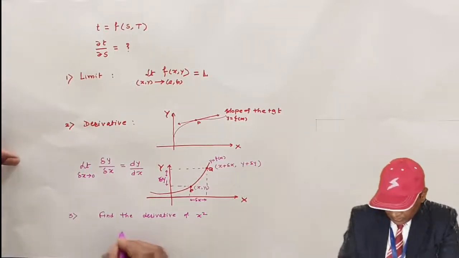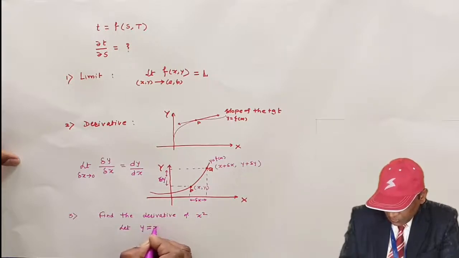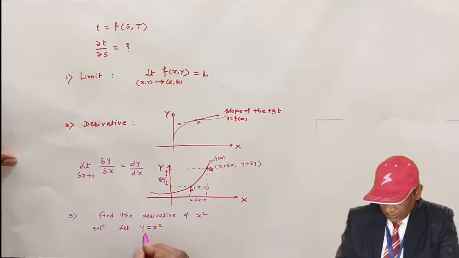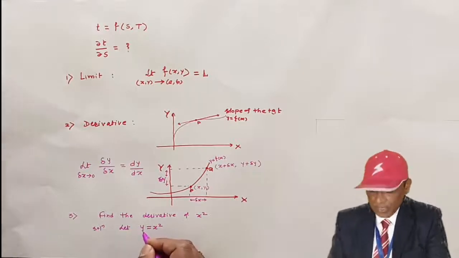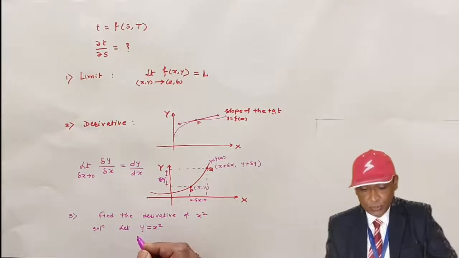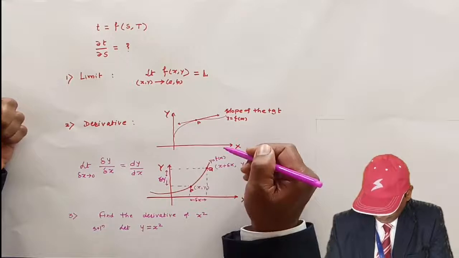Okay. Let y be a function of x, which means y is equal to x square, and the derivative of x square is 2x, everybody knows. But what I am going to explain is the definition of the derivative. I will be using the definition of the derivative here.